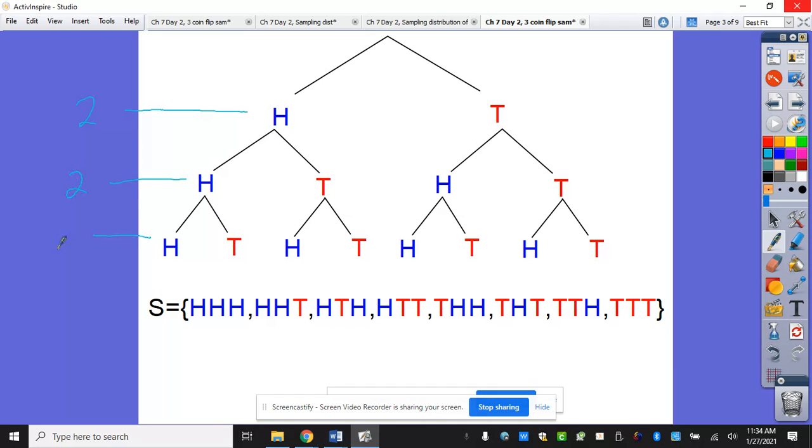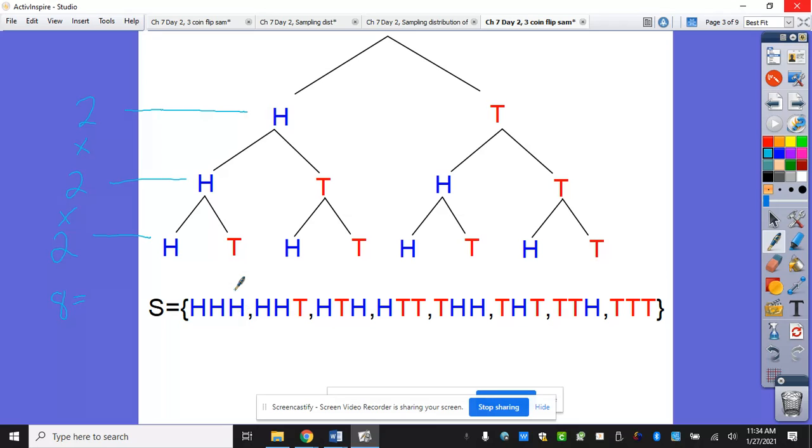Because how many options are there at each level? And I do what with those? So 2 times 2 times 2 gives me 8. So that's kind of just, remember that. So I've got 8 options. So I'm counting the number of heads.